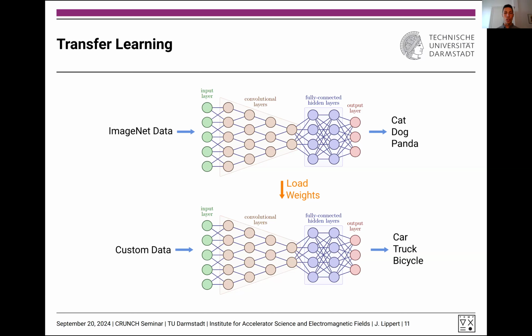Then you can go to a different data set, for example, a smaller one with your own data, which is a little bit similar but different. Then you can just use the pre-trained weights from your other task to initialize your new neural network, which normally leads to faster and better results at the end. This is well applied in computer vision and natural language processing and so on. So it might also be interesting for physics-informed neural networks.